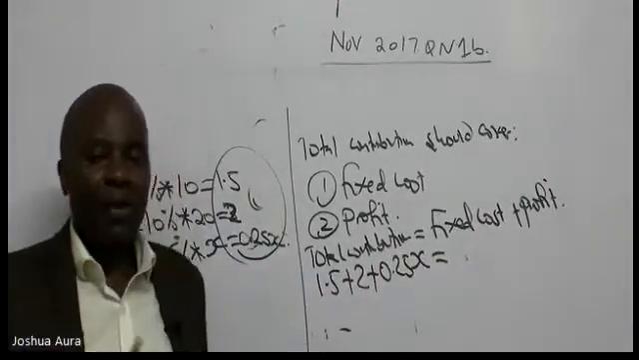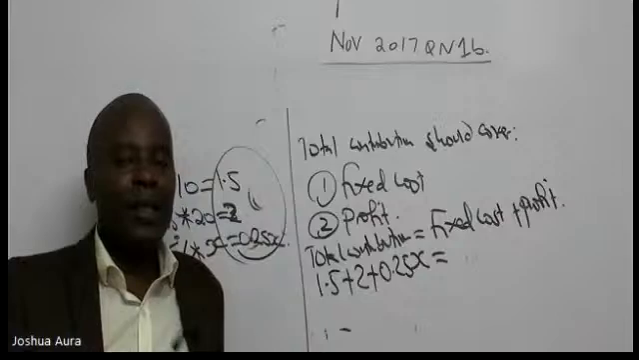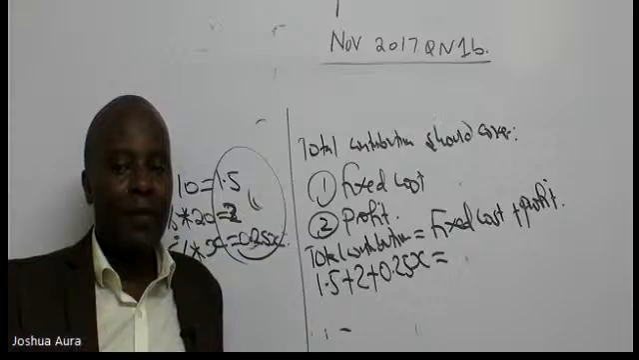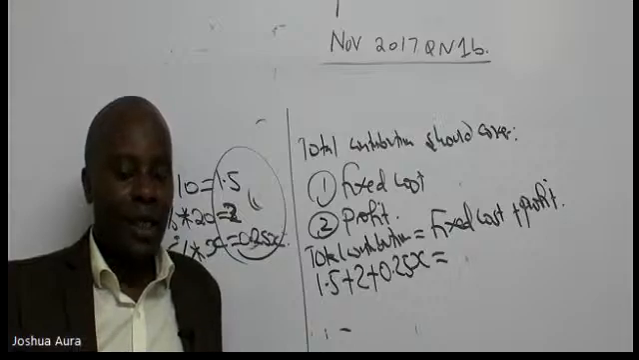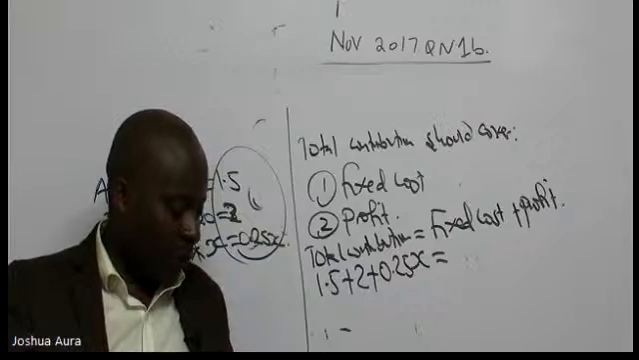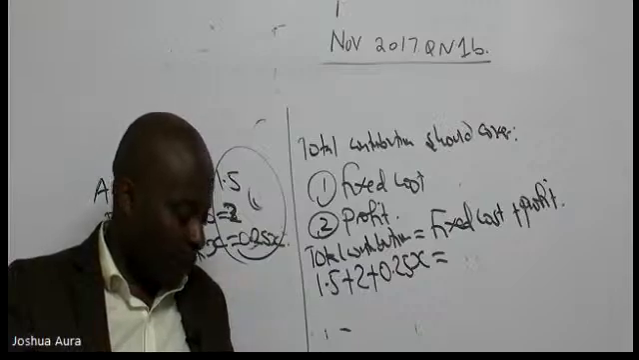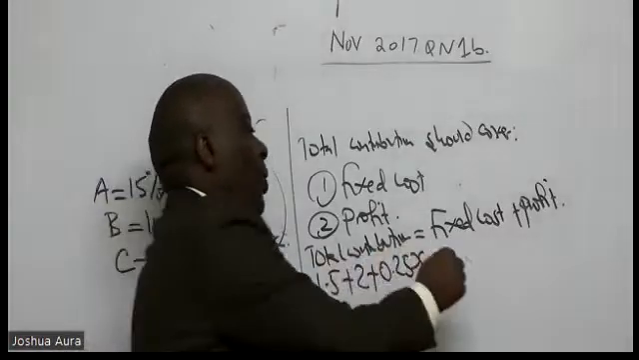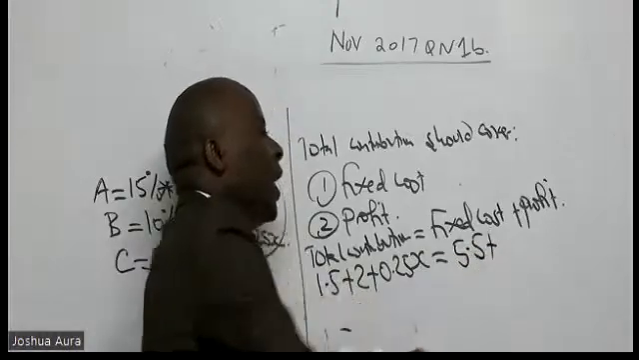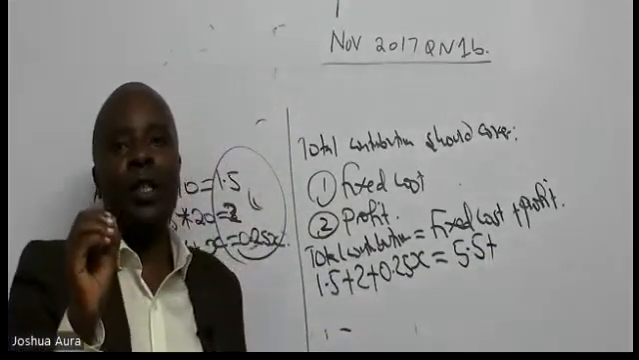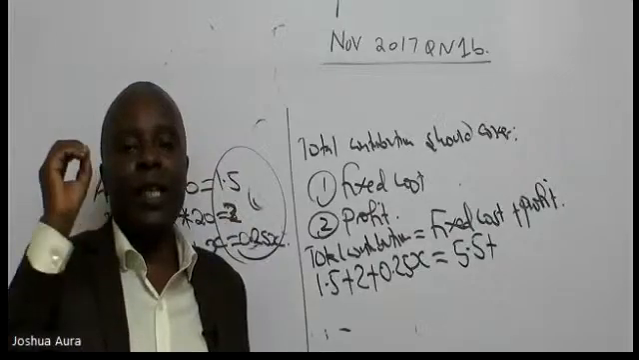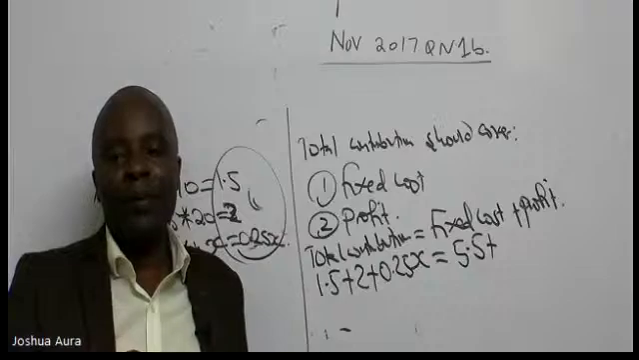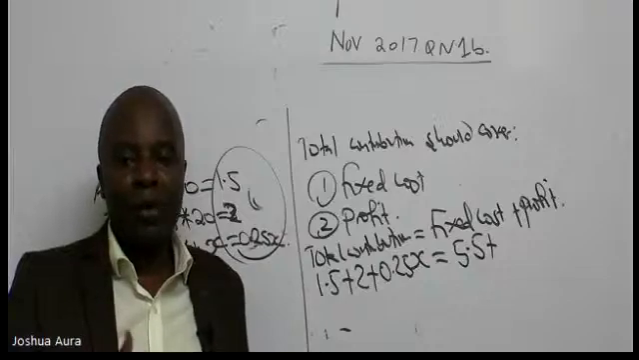Has this examiner given me the fixed cost of the firm? Yes, they've told me in note number 2, fixed cost is 5.5. So the fixed cost is 5.5. How about profit? Is there any profit that these guys are targeting to get? Yeah, it's 1 million, isn't it? All my figures are in millions.